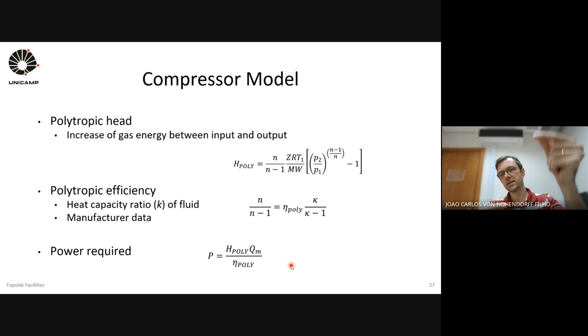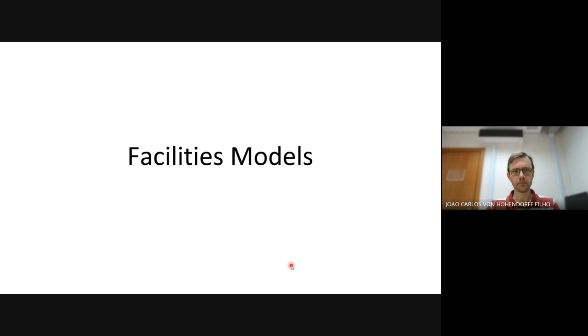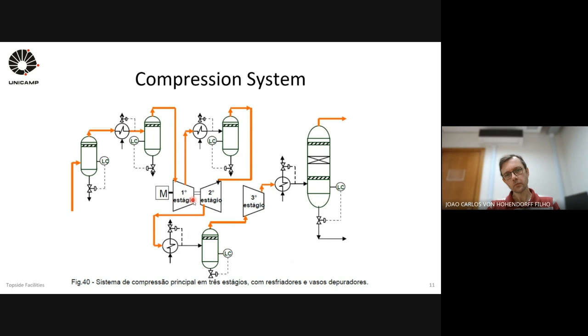But if I want to increase the pressure ratio of the compressors, what I can do is apply compressors in series. I can apply different stages of compression, okay? It's a series compression. I compress one stage, increasing the output, I cool the gas, remove part of the liquid, and I compress again to increase the pressure ratio again.